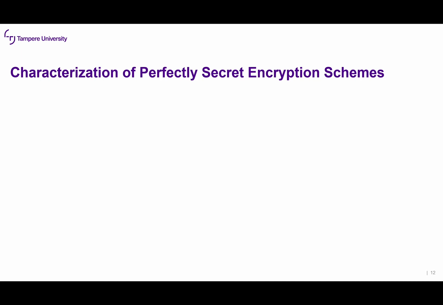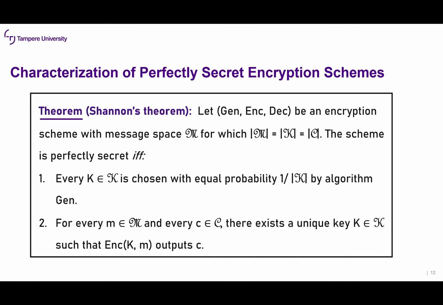who introduced the notion of perfect secrecy. So Shannon created a theorem about perfect secrecy, and the theorem says that, assume we have a tuple of 3 algorithms, generation, encryption, and decryption, that compose an encryption scheme with message space M, for which the size of the message space is equal to the size of the key space, which is equal to the size of the ciphertext space. Then the scheme is perfectly secret if and only if every key that belongs to the key space is chosen with equal probability 1 over the size of the key space by the generation algorithm.